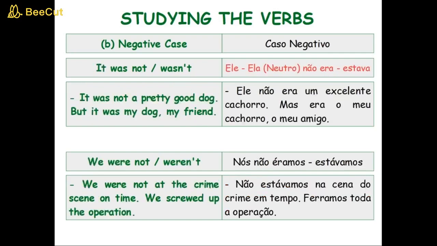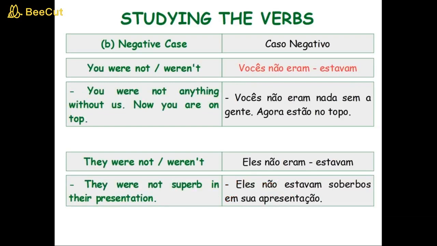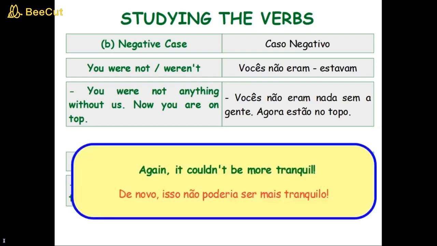It was not, wasn't. It was not a pretty good dog, but it was my dog, my friend. We were not, weren't. We were not at the crime scene on time. We screwed up the operation. You were not, weren't. You were not anything without us. Now you are on top. They were not, weren't. They were not superb in their presentation. Again, it couldn't be more tranquil.